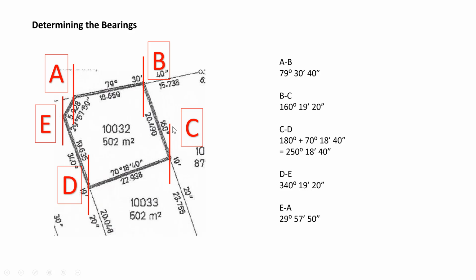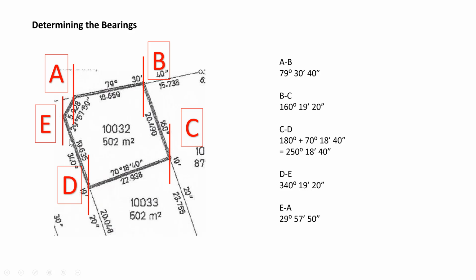160 degree plus. For the C section, if you see here, it says 70 degree, 18 minute and 40 seconds. The 70 degree is actually taken from down here. So to standardize, we would like to take the bearing calculation from above here as well. If I were to do that, for this line CD, I would take 180 degrees here, and then plus 70 degree 18 minute and 40 seconds. So I will get 250 degree 18 minute and 40 seconds for the bearing of the line C to D.